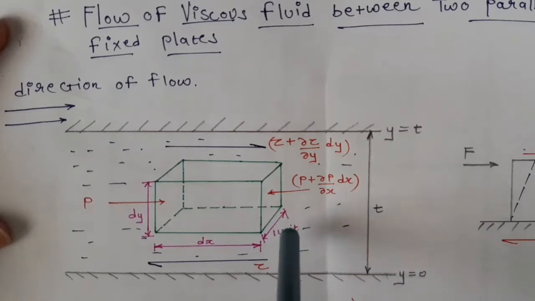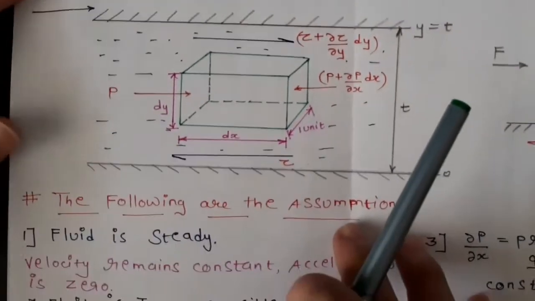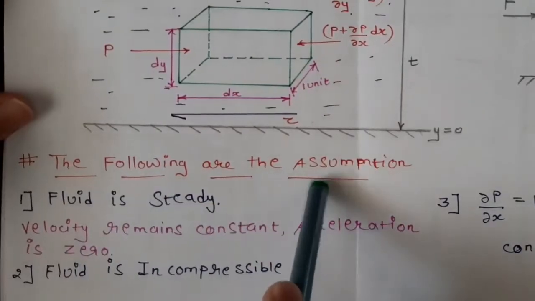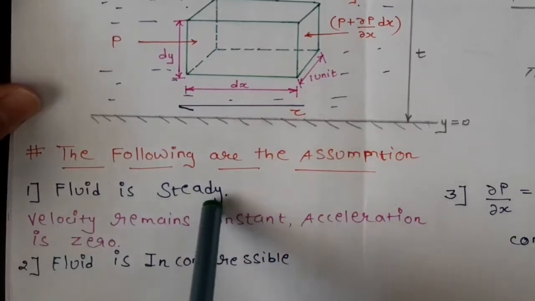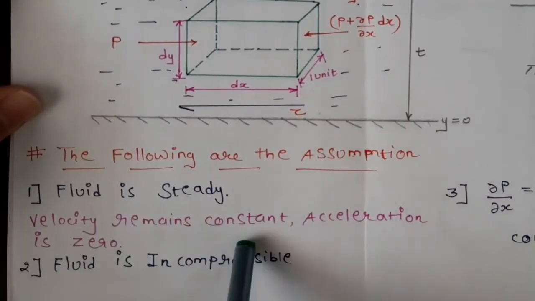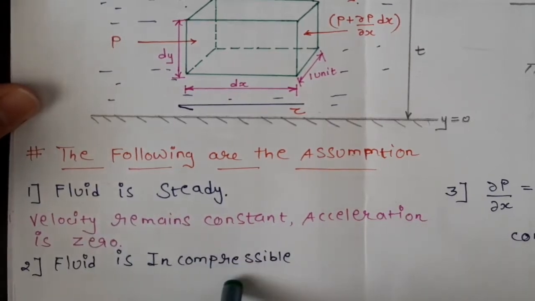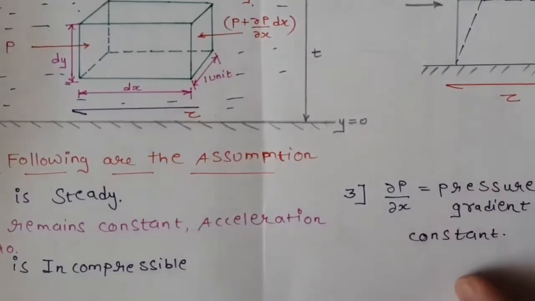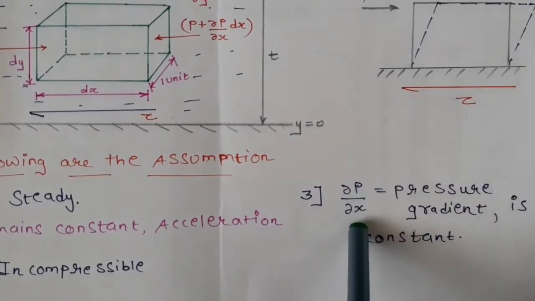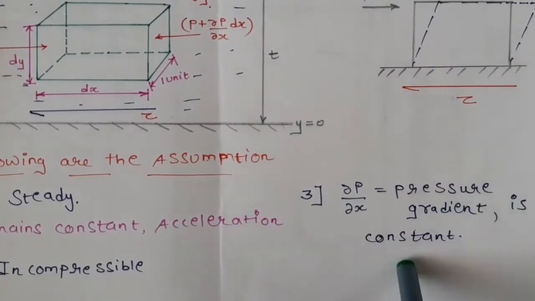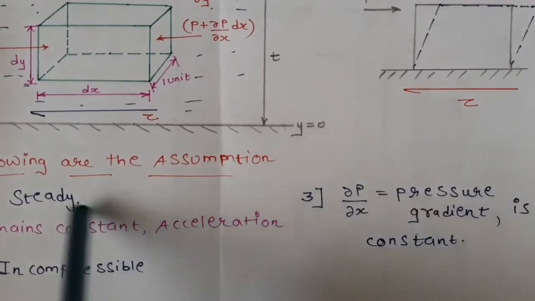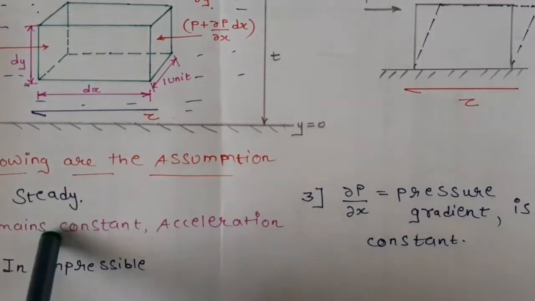For the derivation of this topic we have to take some assumptions. The following are the assumptions. First, the fluid is steady, that means the velocity remains constant and acceleration is 0. Second, the fluid is incompressible. And third, del P by del X, the pressure gradient, is constant. Why is this constant? Because the velocity is constant.